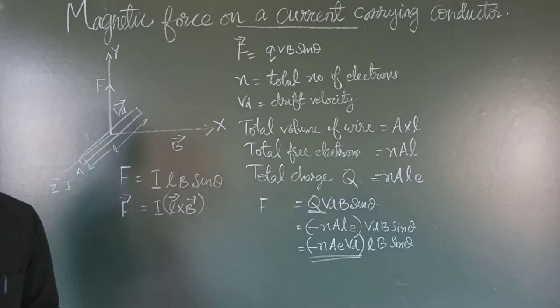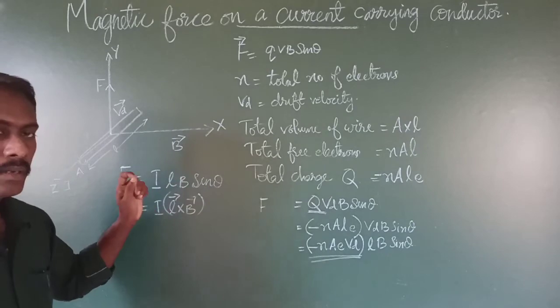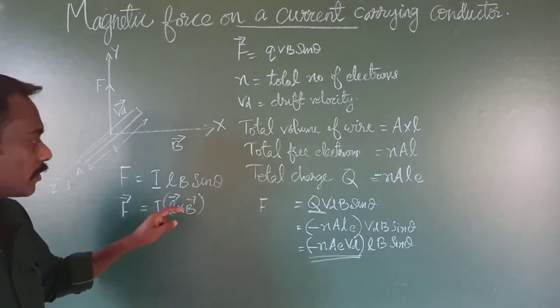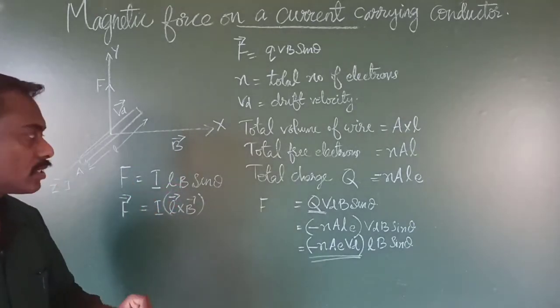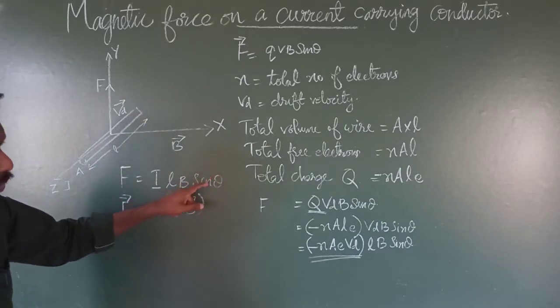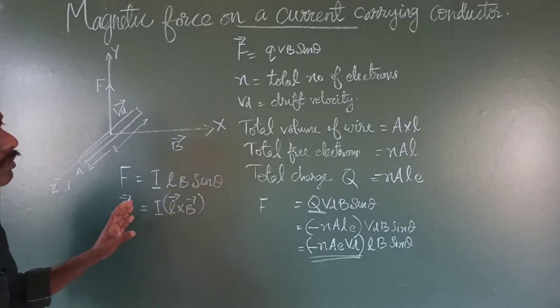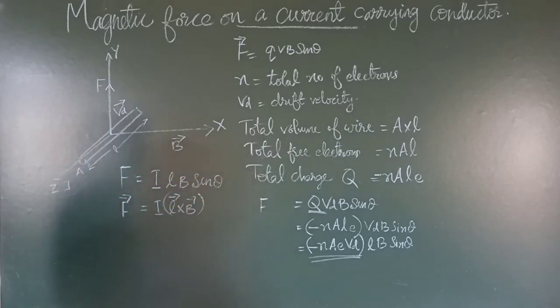And what is this angle theta? The angle theta is the angle between the direction of the magnetic field and the velocity vector of the moving charge. So if you consider these two conditions, we can assume how this angle theta can affect the magnetic force exerted here.